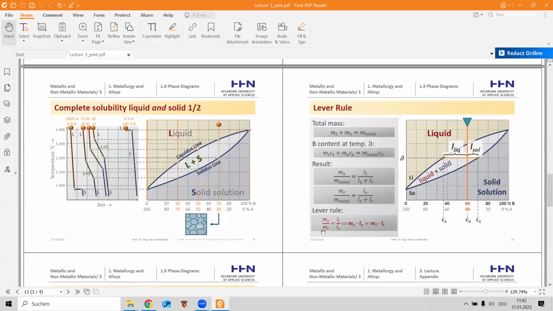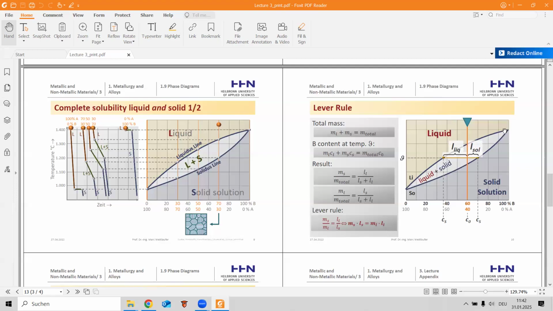So our lever rule is mass of solid divided by mass of liquid is equal to lever of liquid divided by lever of solid. So like a proportion. And it can also be written as mass of solid times lever of solid equal to mass of liquid times lever of liquid.